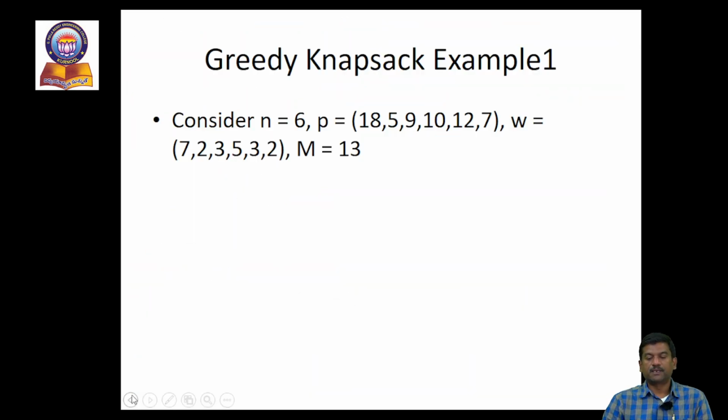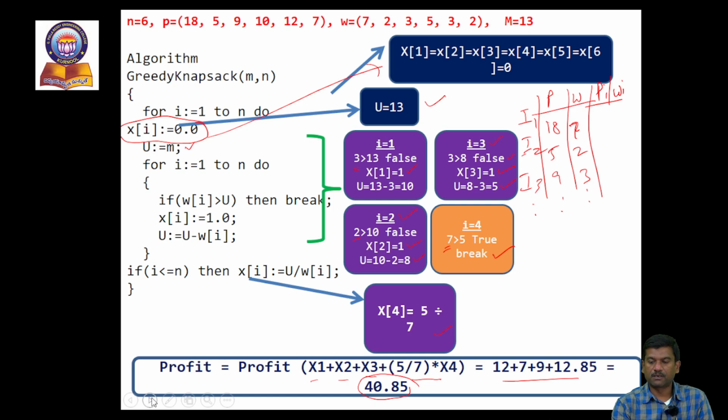So consider the same example, that is n equal to 6, and similarly the profits are 18, 5, 9, 10, 12, 7, and the weights are assigned as 7, 2 and so on. I believe they have covered a similar example in this case. That is how we can say this knapsack problem can be solved using the greedy approach. There are various other problems that can be solved using the greedy method. As I mentioned, we have the job sequencing with deadlines problem, and similarly we can solve the knapsack problem using the greedy approach.